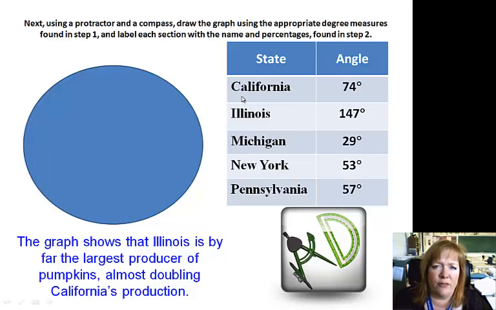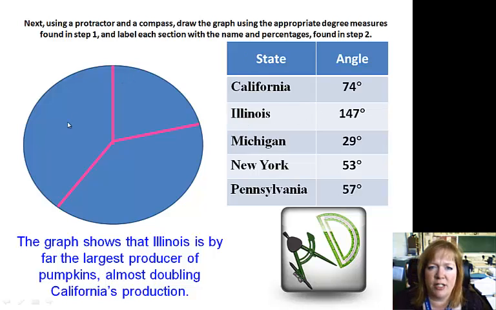So in California, my angle degree was 74 degrees. So I make a line from the center of the circle, and you can put it anywhere, but this is the radius. I draw that radius, and then I'm going to put my protractor, the center of it, on the center of the circle, and make an angle 74 degrees from there. So I draw that other line, and that's a 74-degree angle. So we'll review how to use a protractor tomorrow, because it probably has been a while. And then I just label that California.